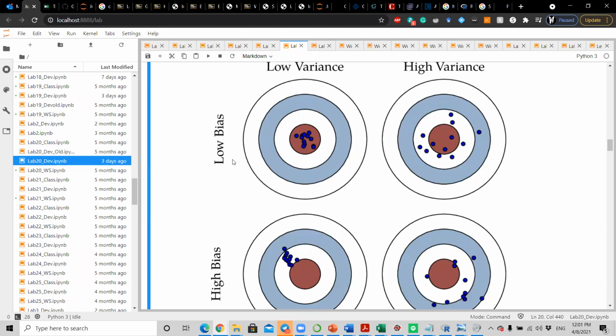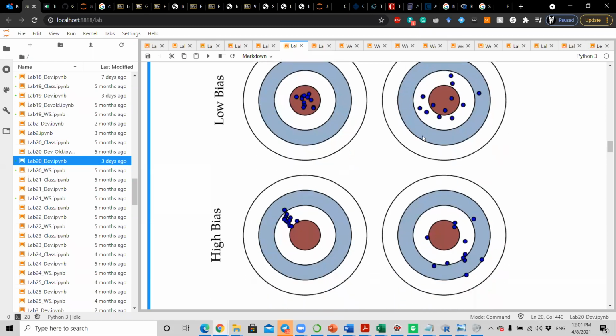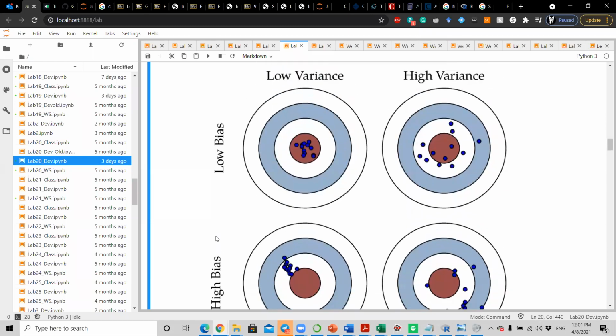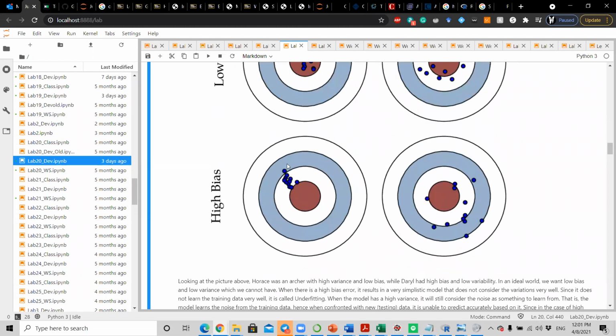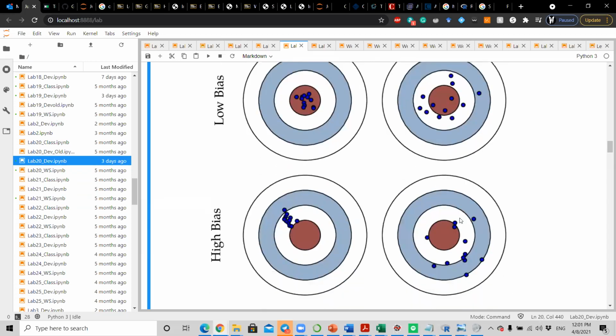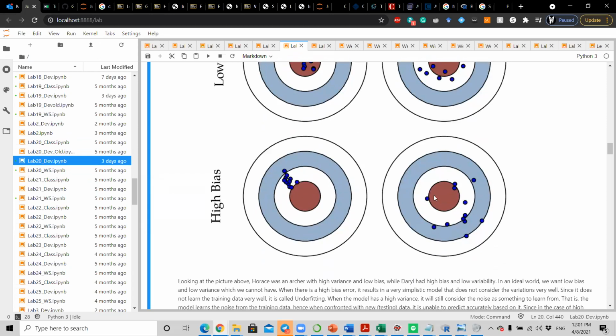When we have low bias and high variance, we will be in a situation like this. So you see they are more dispersed, and you do not have a cluster. When we have high bias and low variance, our shots are close, but far from the bullseye. And then when we have high bias and high variance, we will be in a situation like this. We are far and we are dispersed.